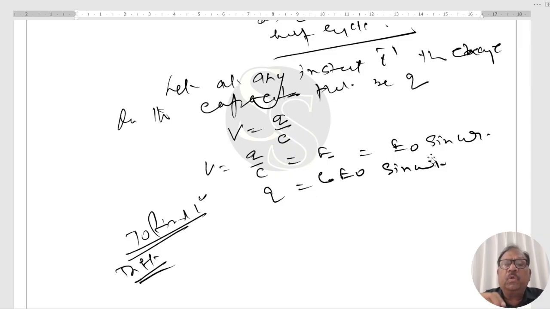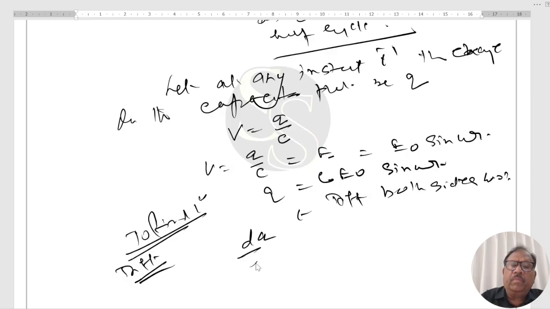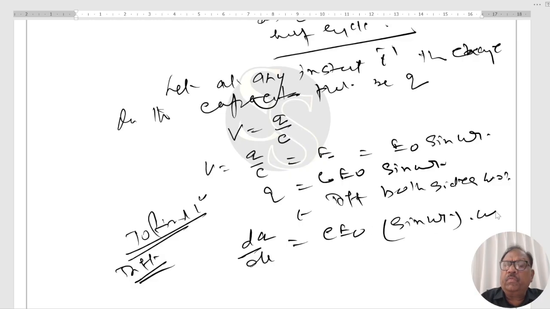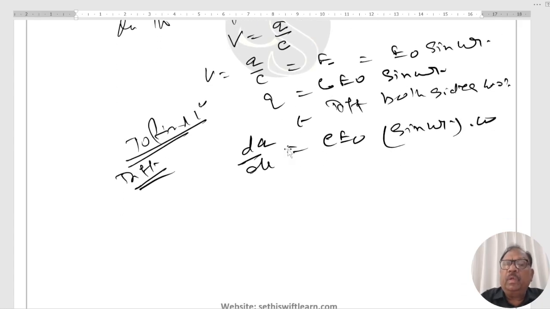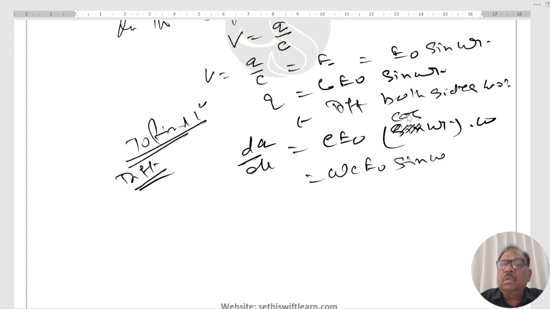We have to differentiate dq by dt. So differentiating both sides with respect to t, dq by dt equal to C E naught into sin of omega t into the coefficient of t, that comes out to be omega C E naught sin of omega t. Sorry, that comes out to be cos of omega t, since the differentiation of sin is cos of omega t.